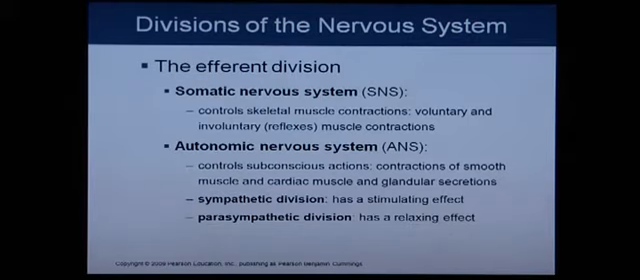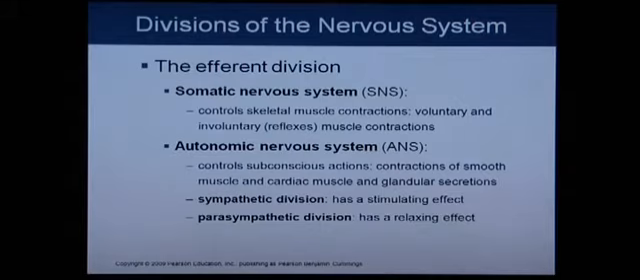Autonomic nervous system, or ANS, controls subconscious actions. So when our smooth muscle contracts, and remember when we say smooth muscle contracting, we're talking about areas like the digestive system or the uterus, obviously things that we don't consciously control the movement of. Cardiac muscle as well, good thing we don't have to be in control of our heartbeat, something we don't think about, subconscious.